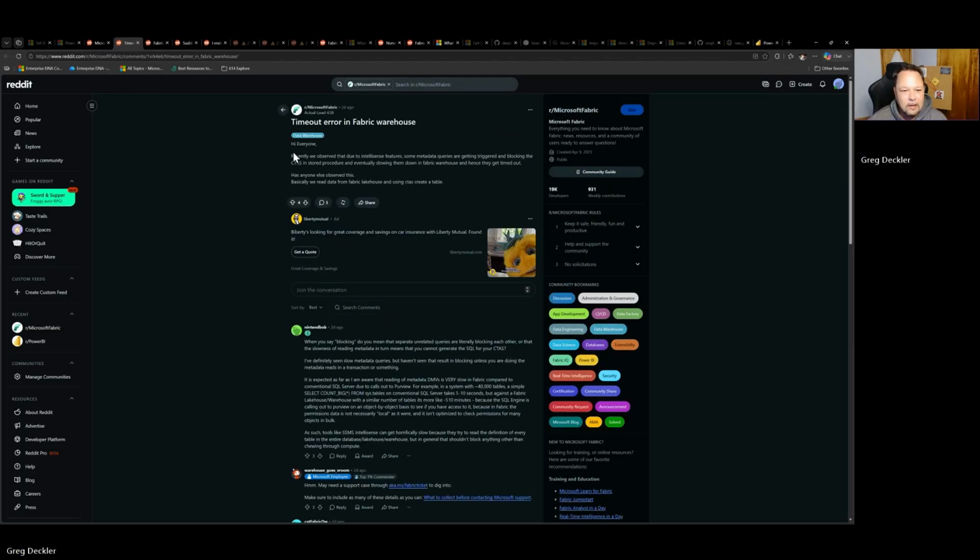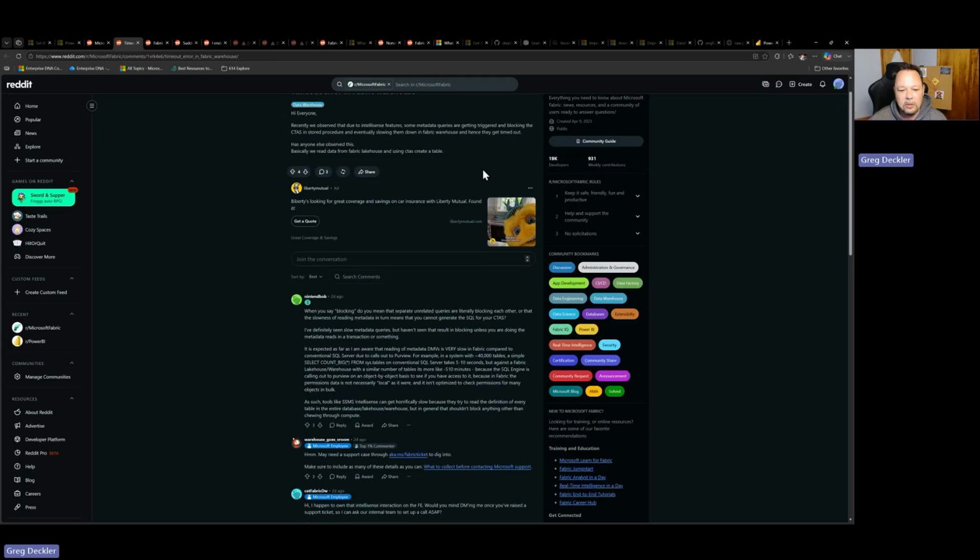Okay, timeout error in Fabric Warehouse. Recently reserved due to IntelliSense features, some metadata queries are getting triggered and blocking the CREATE TABLE AS SELECT, I believe, CTAS, in stored procedures, and eventually slowing them down in Fabric Warehouse, and hence they get timed out.